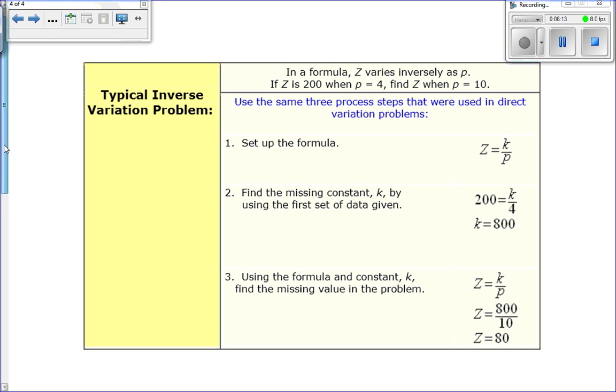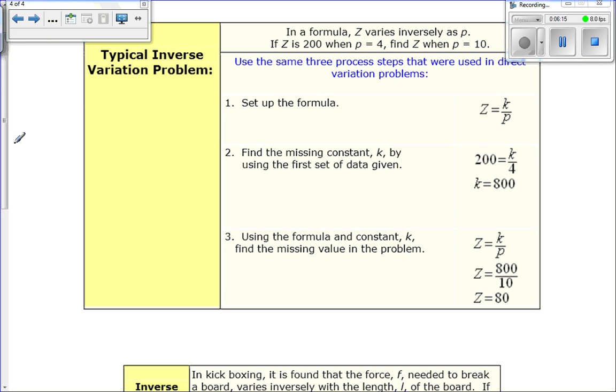Okay, a typical inverse problem is such. In a formula, z varies inversely as p. If z is 200 and p is 4, find z when p is 10. You can go through finding the constant and then using the equation, or you can do it the other way that I like to do the problems.